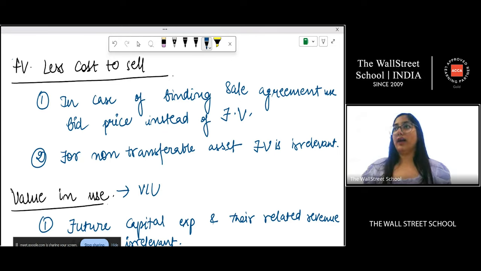Okay. So in that case, if I have to book an impairment, if there's any indicator of the same, then what I'll be doing is comparing my value in use to the carrying value of that particular asset. Whatever amount that I've recorded in the books, I'll be comparing it with the value in use. Value in use is the present value of future cash flows. Is it clear, making sense?